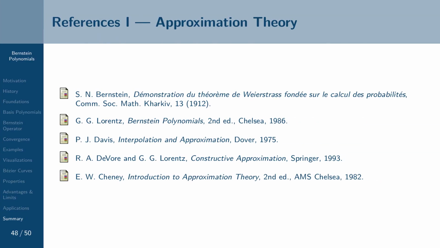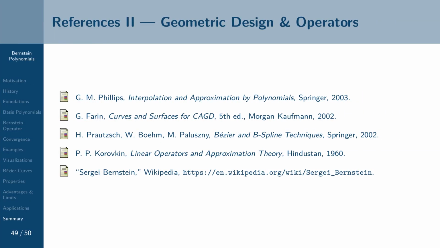Now references, split across 2 slides. For the approximation theory, Bernstein's original 1912 paper is the primary source. Lorentz's monograph, Bernstein Polynomials, is the classic reference. And DeVore and Lorentz, together with Cheney, are standard approximation theory texts. For the geometric design side, Farin and Prautzsch, Boehm, and Paluszny are the standard references for computer-aided geometric design and the Bézier connection. The biographical material follows the Wikipedia article on Sergei Bernstein.